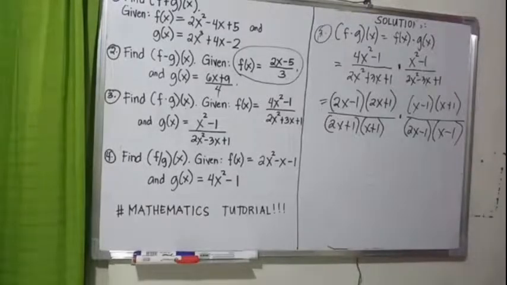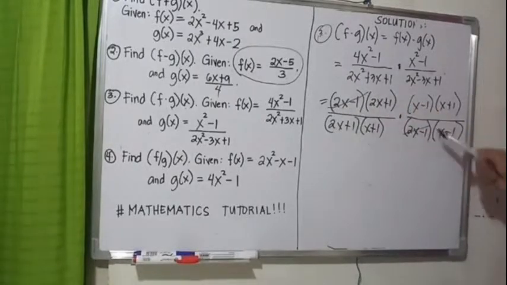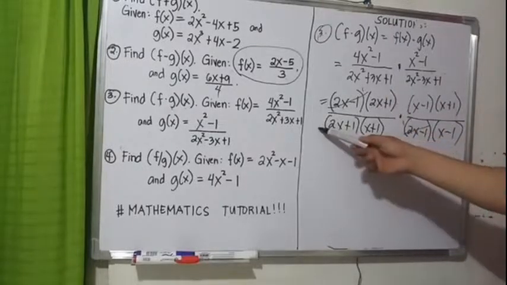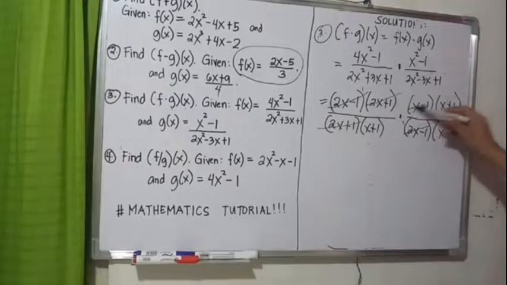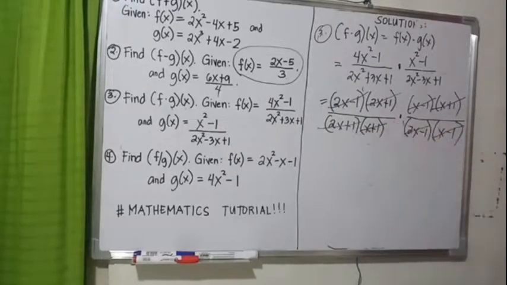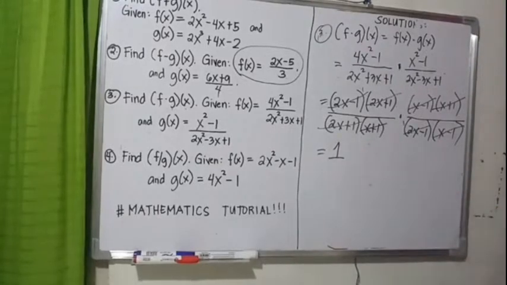Next, tingnan natin yung mga factor nila. Una, 2x minus 1. Meron ba dito sa denominator 2x minus 1? Okay, meron. So, eliminate. So, that is equivalent to 1. Then, 2x plus 1. Meron din dito. 2x plus 1. 2x plus 1. Then, x minus 1. Meron ditong x minus 1. And x plus 1. X plus 1. So, what is your answer? Okay, ano yung answer natin? Okay, very good. That is equivalent to 1.